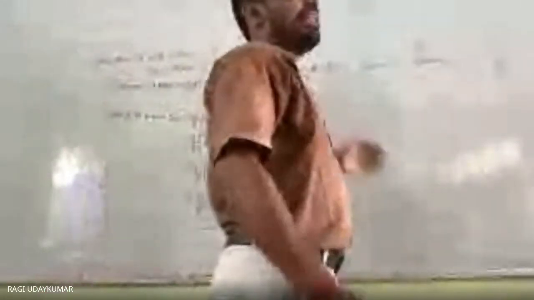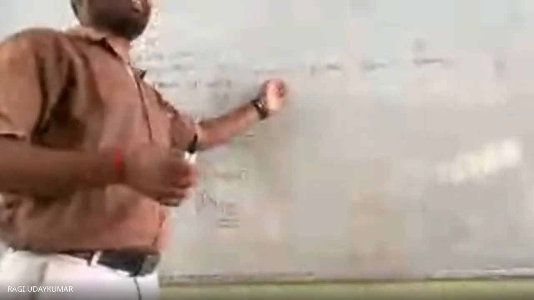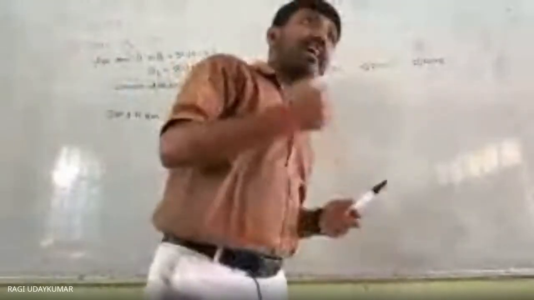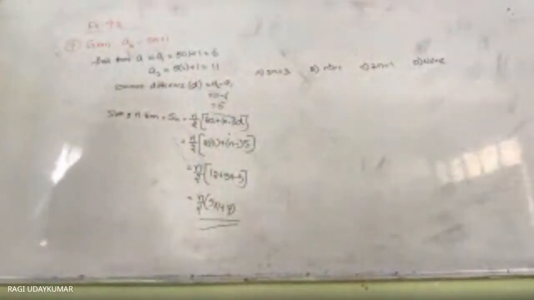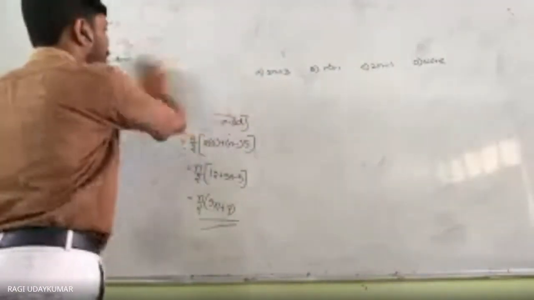The sum of the n terms of an arithmetic progression is never linear. Linear can be the nth term, but the sum of the n terms is a quadratic expression. So that is the point you have to observe. Okay. Next.